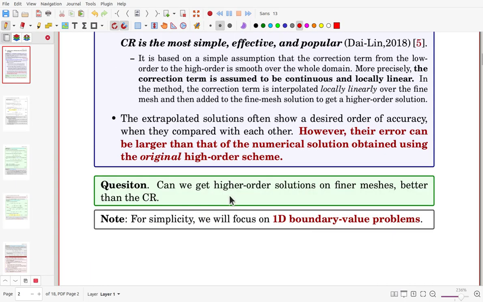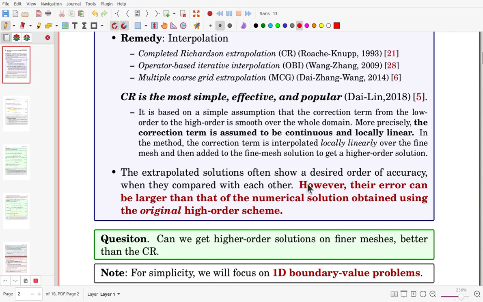Here, we have a question. Can we get higher order solutions on finer meshes better than the CR method? In comparison, CR is the best one among these 3. Now we try to get a better solution than this method. For simplicity, we'll focus on 1D boundary value problems.